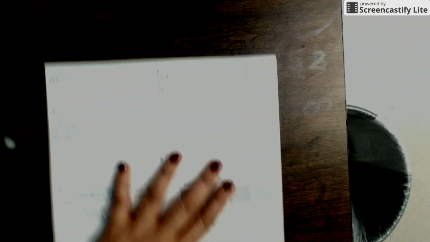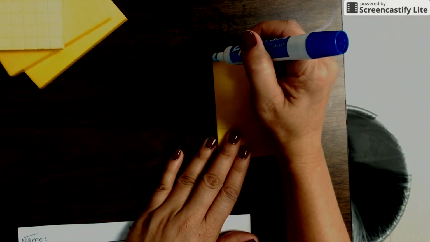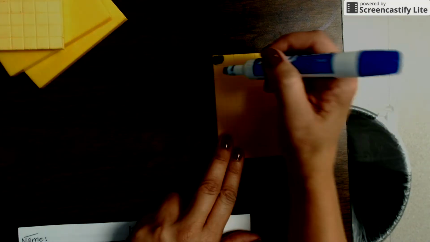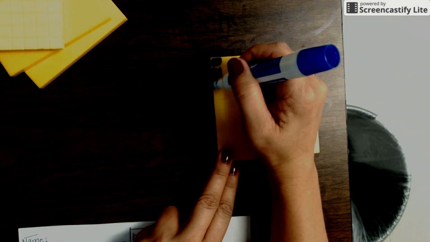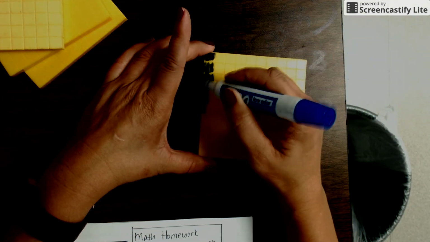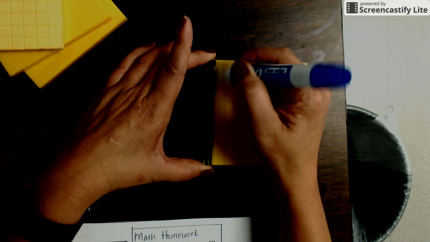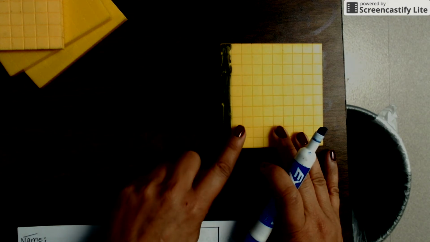Okay, now in our problem, you need to be paying attention to, within every one of those flats, one of those little cubes represents 1 hundredth. So that would be 1 hundredth. If I shade in 2 of them, that's 2 hundredths. If I shade in 3 of them, that would be 3 hundredths. If I shade in 10 of these guys, that would be the same thing as 10 hundredths or 1 tenth.